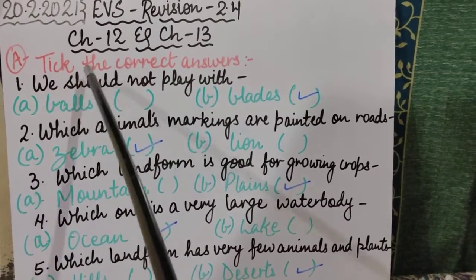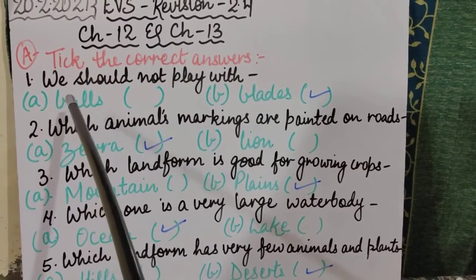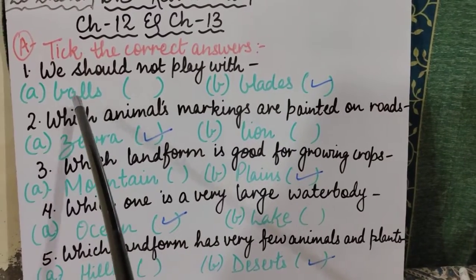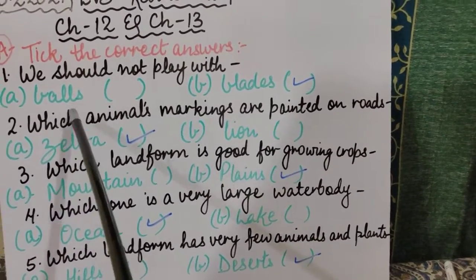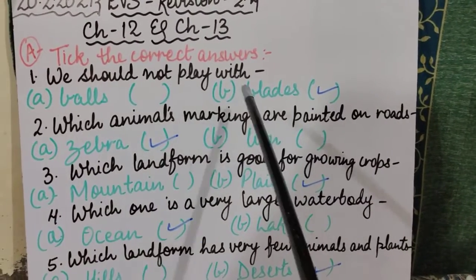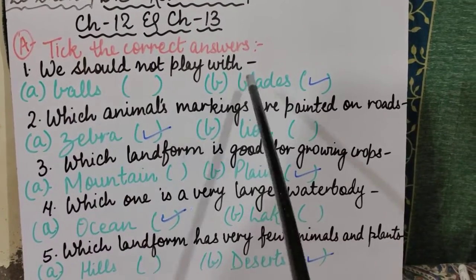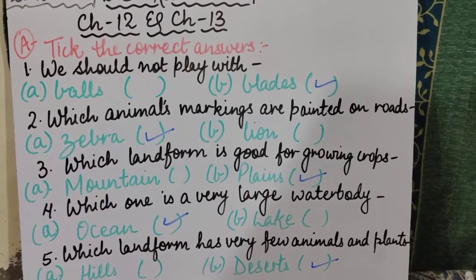First exercise is of take the correct answers, so listen to it carefully. First sentence: we should not play with, and the two options are balls and blades. Now here you have to read the question, see what it is asking, and then identify which option is the correct option and put a tick in front of it.